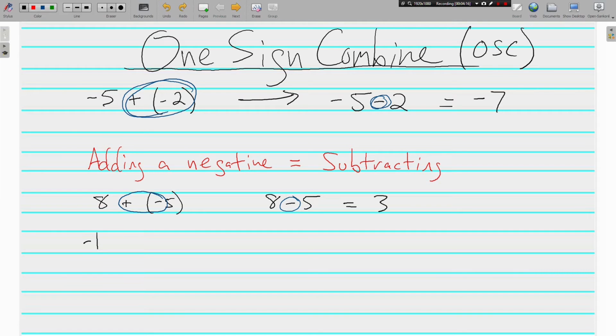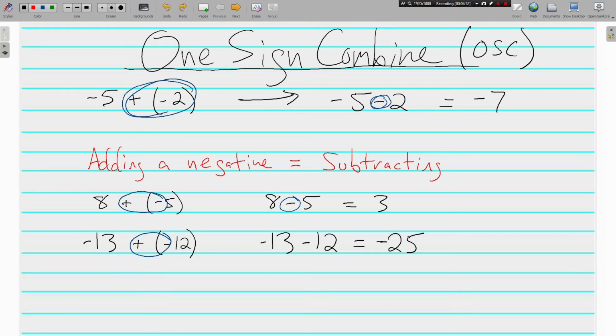Alright, -13 plus -12. Again, two signs in a row here. We don't like that. Adding a negative. We're going to rewrite that as -13 minus 12. Our signs are the same. We've got 13 negatives and 12 negatives, so we add and keep the sign. We have 25 negatives.